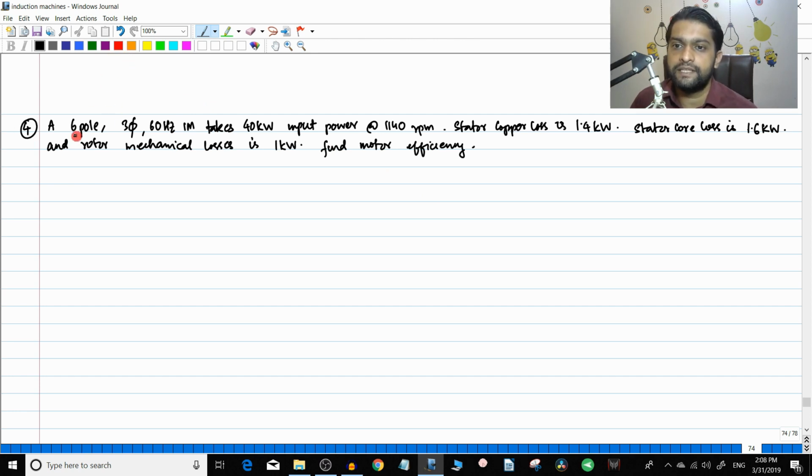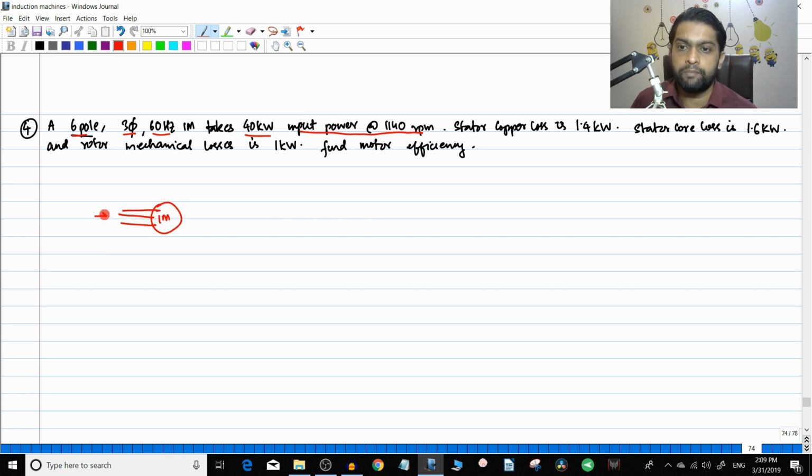So they are given a 6-pole, 3-phase 60 Hz induction motor, which takes 40 kilowatts input power at 1140 RPM. Okay, so there is an induction motor like this. So this is an induction motor, and this is the stator side.